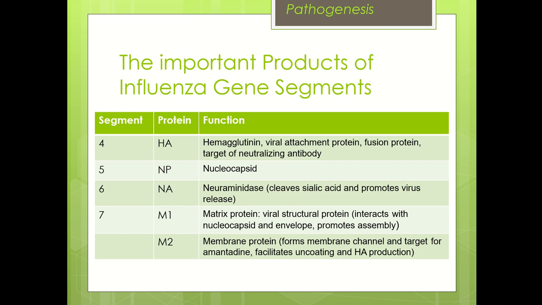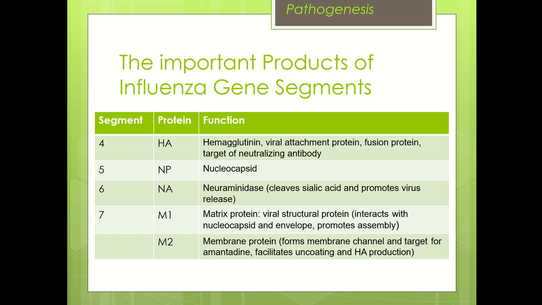And segment 5 codes for nucleocapsid, the capsid proteins that cover the RNA. And segment 6 codes for neuraminidases, which cleave the sialic acid as well as the hemagglutinin bound complexes, and it promotes viral entry, or we can call it viral release from the phagosome. It facilitates the uncoating process, that is step 2 in the viral replication.